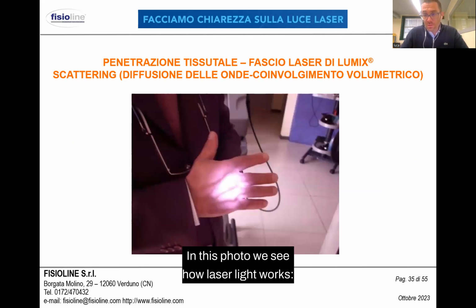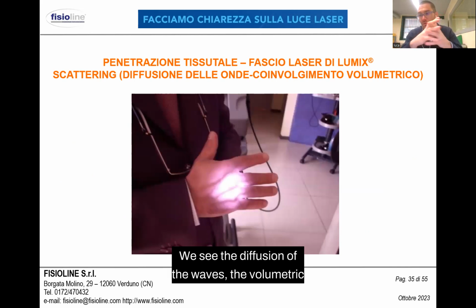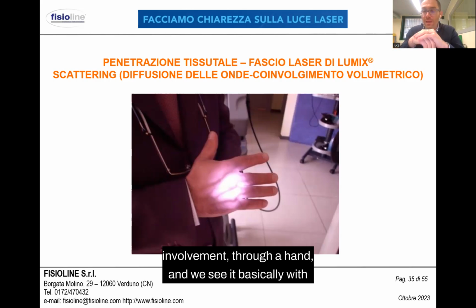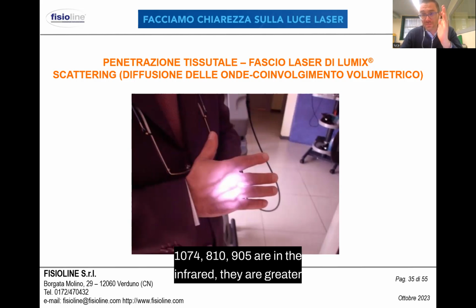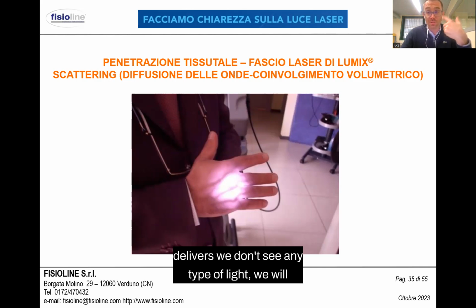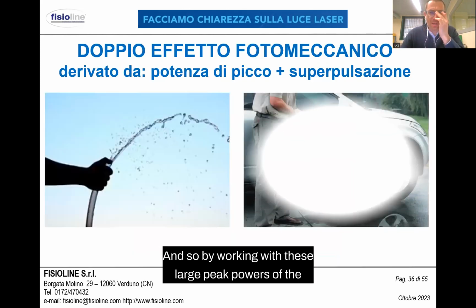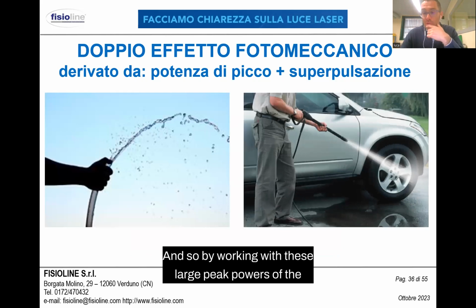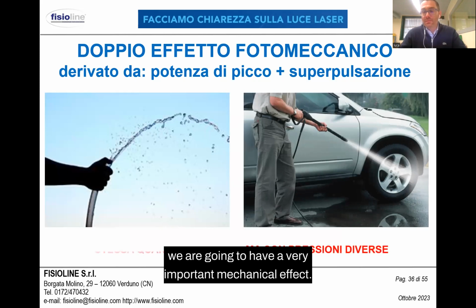In this photo we see how laser light works in tissue penetration, a phenomenon called scattering. We see the diffusion of the waves, the volumetric involvement, through a hand, and we see it with an infrared camera, precisely because the wavelengths 980, 1064, 810, 905 are in the infrared. They are greater than 700 nanometers, and therefore when the source delivers we don't see any type of light, we will only see the light guide and the point around it. And so by working with these large peak powers of the pulse diode and with these various frequency values, we are going to have a very important mechanical effect.